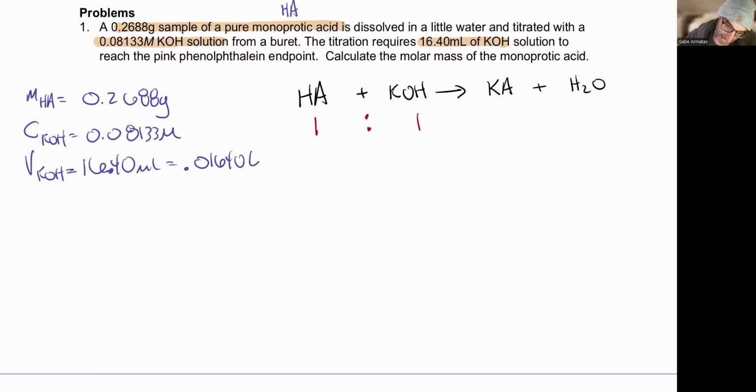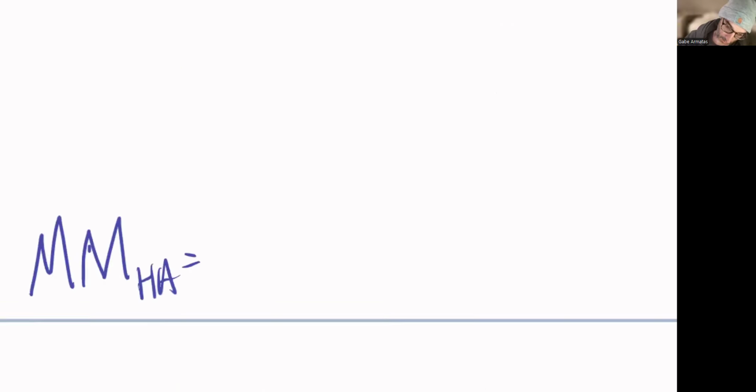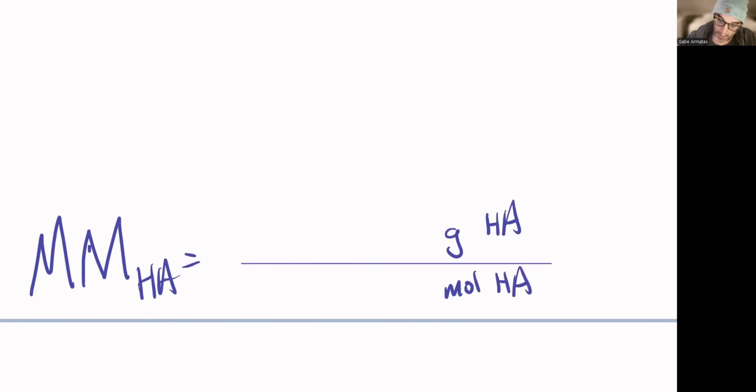Pink phenolphthalein, calculate the molar mass of the monoprotic acid. So calculate the molar mass. Okay, so I always want to start with what I'm looking for. I'm just going to put it down here: molar mass of my unknown acid. We know the units for this have got to be grams of my acid over the moles of my acid. We have the answer if we have those two things.